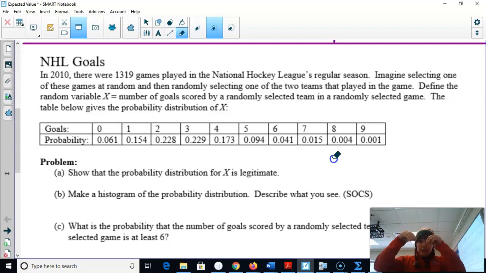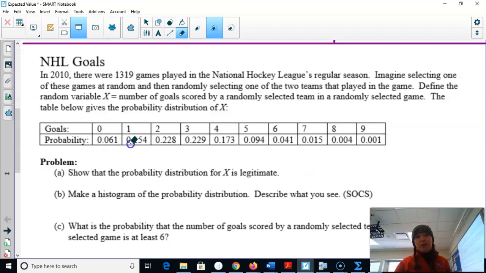So we put those names in a hat, pull out one of those teams, okay? Define the random variable x as the number of goals scored by a randomly selected team in a randomly selected game. The table below gives the probability distribution of x. So here are all the different outcomes for that sample space. And that's defined as your sample space.